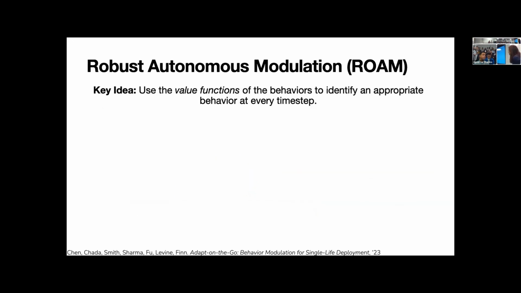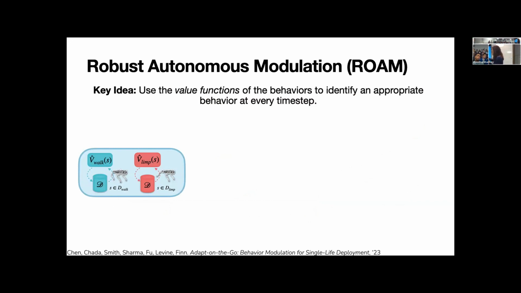Cool. So once we have the pre-trained behaviors, one of our key ideas is to leverage the value function of the behavior to figure out which behavior might be relevant at any given point in time. And the intuition here is that if we have a value for, say, the walking behavior, the value should be high if that behavior is going to succeed, and it should be lower if that behavior is less likely to succeed. So this is going to be our starting point.